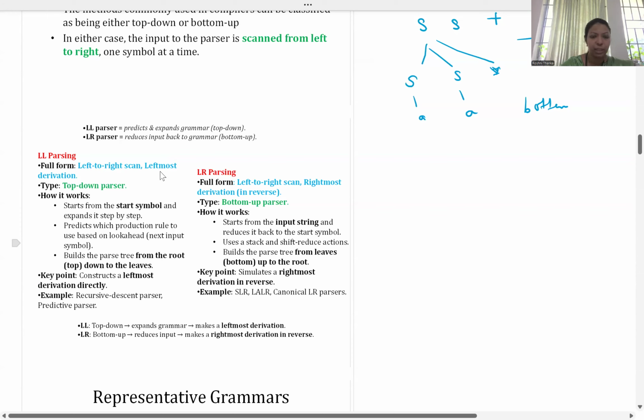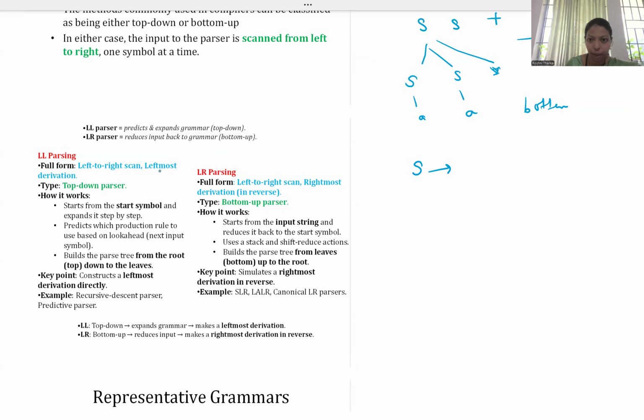Let me take a grammar as I took already. Same grammar I am taking: S → S + S, and the other production is S → S * S, and S → a. Okay, this is my grammar. And from this grammar, I want to derive the string a a + a *. This is the string I want to generate.